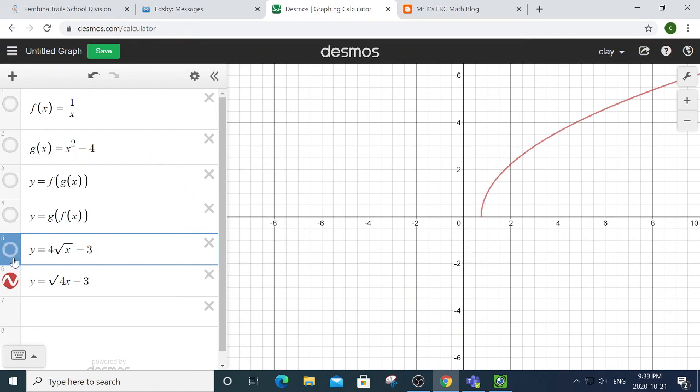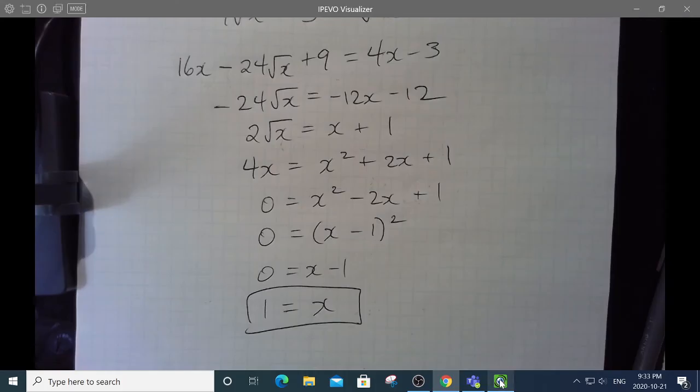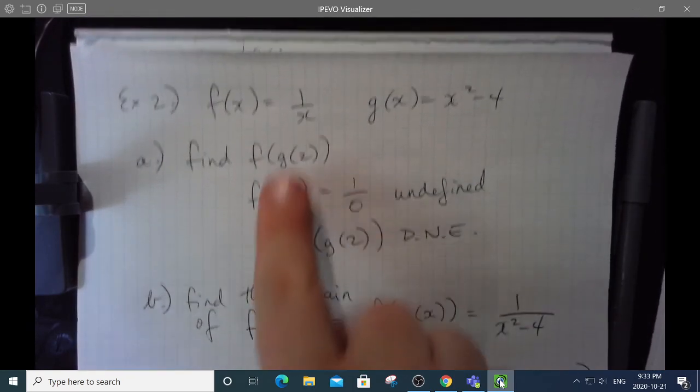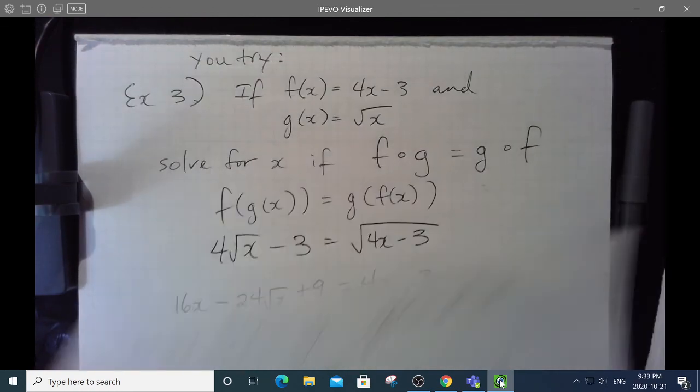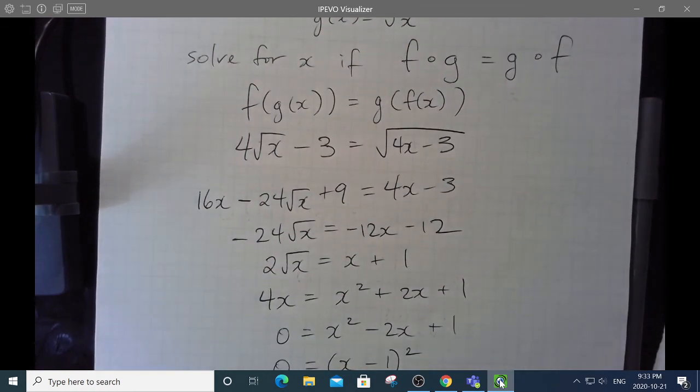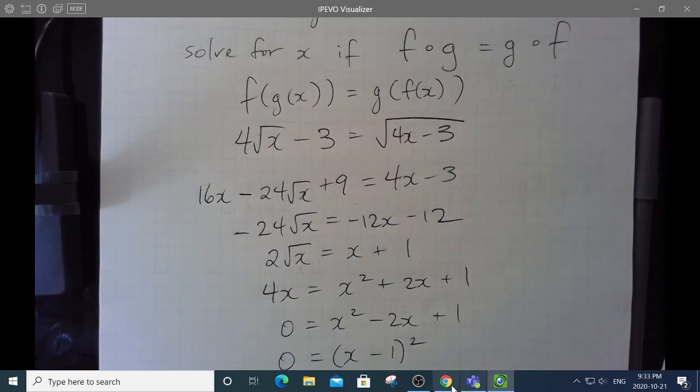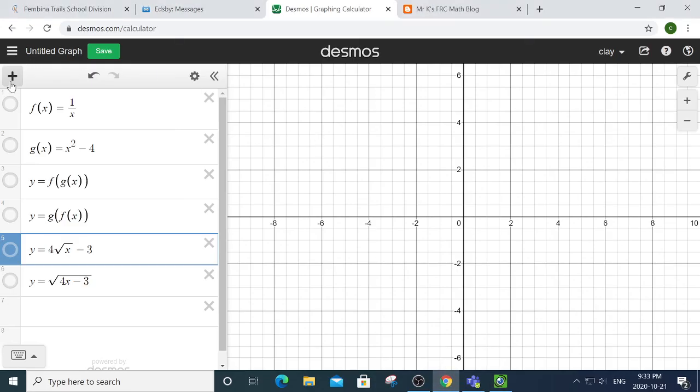Yeah, you know what? I kind of forgot that I put these on my Desmos too. What was the last example? Let me just go back to the last example for just a second. Sorry to go backwards on you here. But going back to example 2, if f of x is 1 over x and g of x is x squared minus 4, you can tell Desmos, I want to do f of g of x graphically. And you can. Here's f of x.